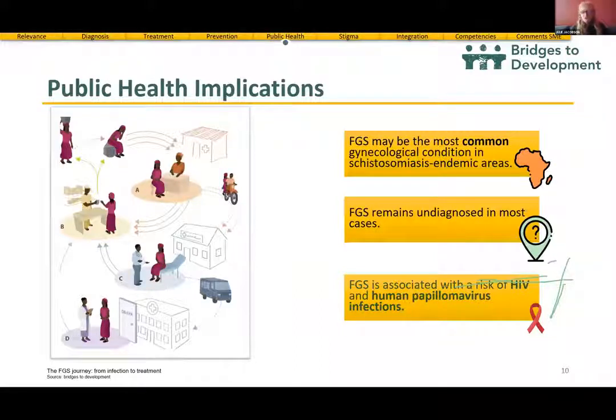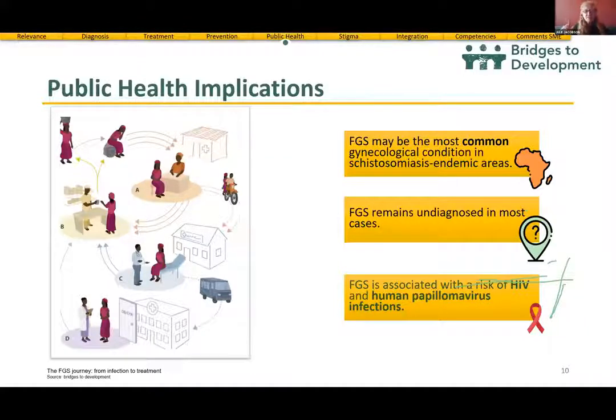So the challenge with FGS is that the symptoms mimic other symptoms. So the most common thing here, and you see this in the graphic over here, is that a woman becomes ill and starts to experience symptoms. She goes to the health post, and most commonly she'd be diagnosed with a sexually transmitted infection, believing that it was a sexually transmitted infection and not suspecting FGS. And this cycle can happen many times. She'll go and get the drugs. The symptoms don't improve. She goes back. It's believed that either she didn't take the drugs or that she's been reinfected. So this cycle can happen many times.